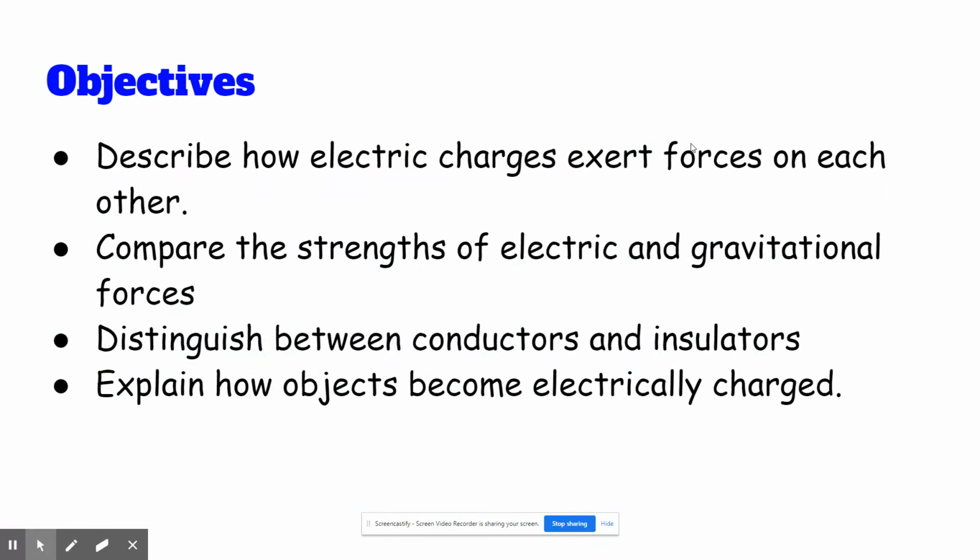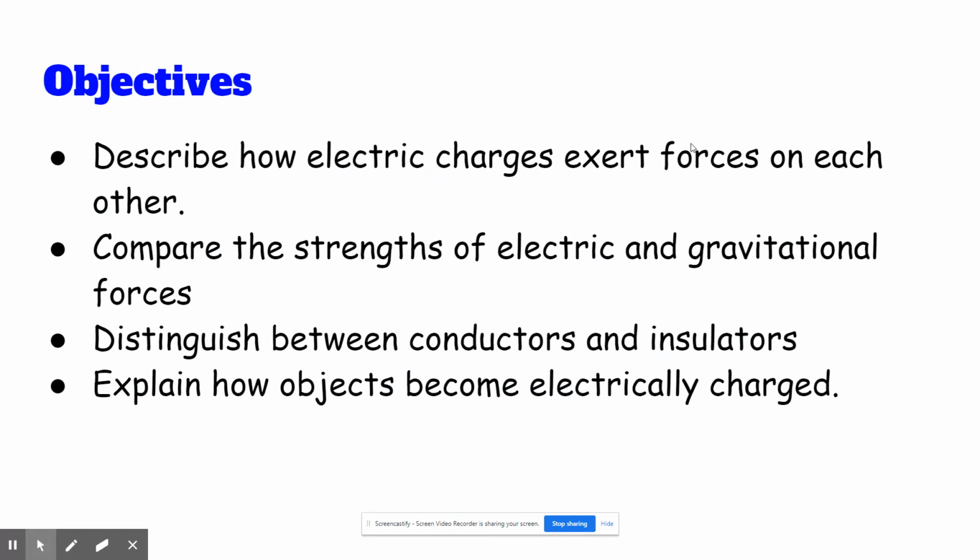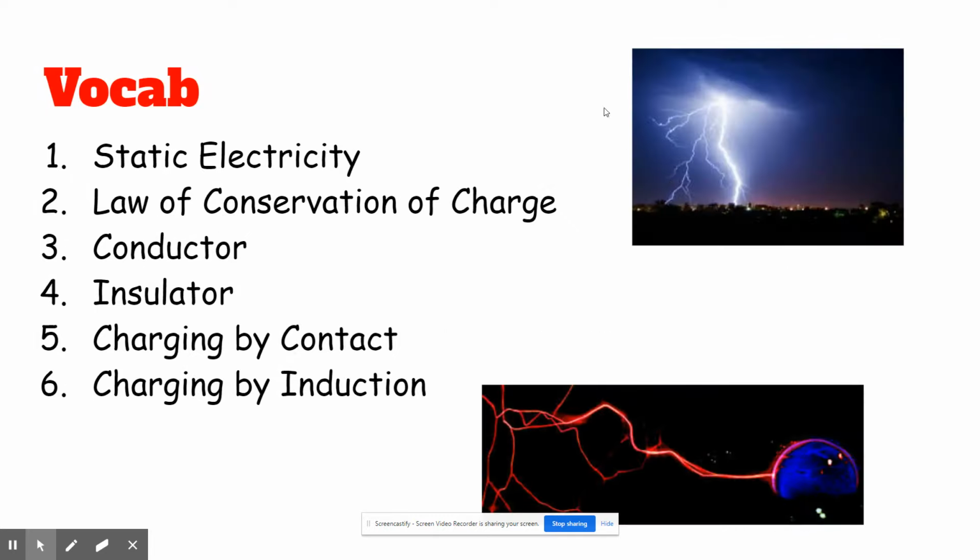In this section, our objectives are to describe how electric charges exert forces on each other, compare the strengths of electric and gravitational forces, distinguish between conductors and insulators, and explain how objects become electrically charged. Our vocab: static electricity, law of conservation of charge, conductor, insulator, charging by contact, and charging by induction.